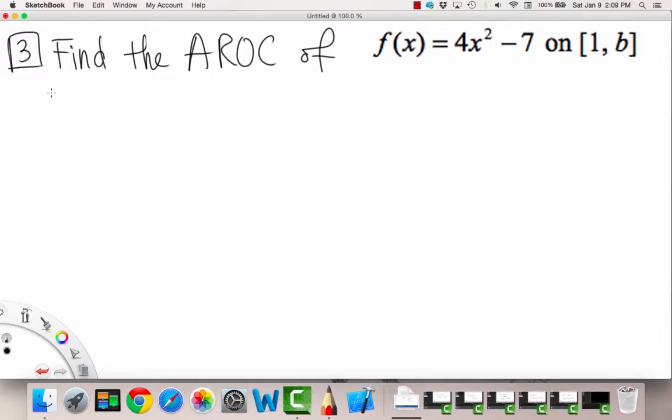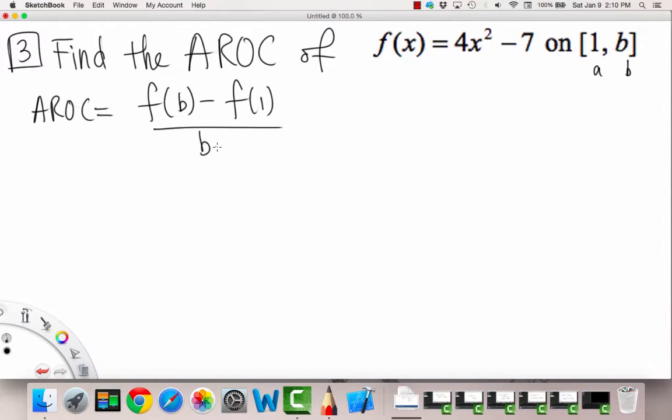To find the average rate of change, we just write our formula in again. So 1 is a and b is b: f(b) minus f(1) over b minus 1. We don't know what f(b) is, but we could figure it out just by plugging in b for x. We still have a variable, but at least it's b. And then we'll plug in 1 as well.